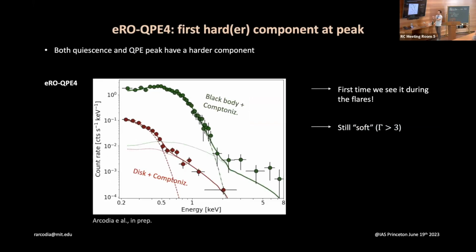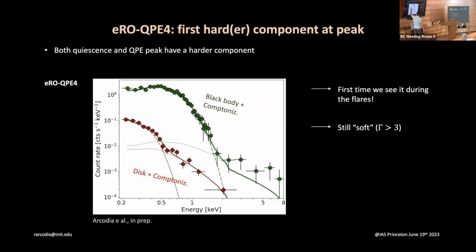eROQP4 is bringing something else into the mix. It's the first time that there is a transient harder component during the burst. Now I'll guide you through this plot. This is the quiescence, which I had to model with something in addition to the disk blackbody, a faint component that I model with Comptonization. It's not necessarily Comptonization, it could also be a very soft spectrum. I'm not sure, but whatever. It's just to tell you there's a harder component in quiescence.